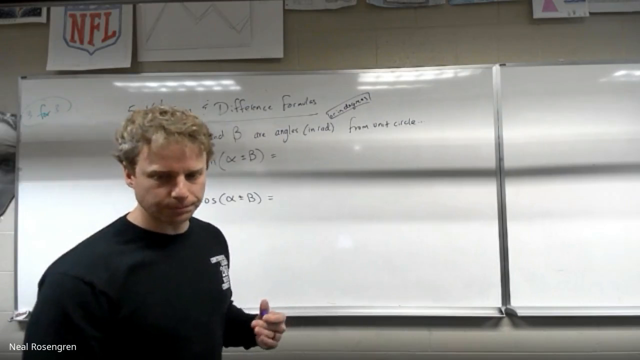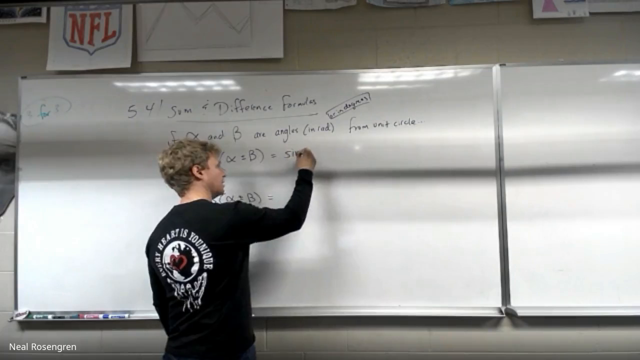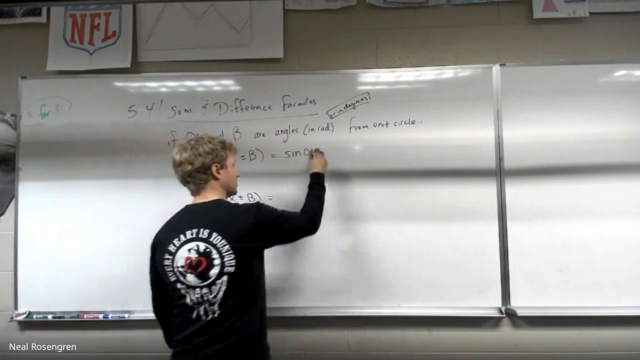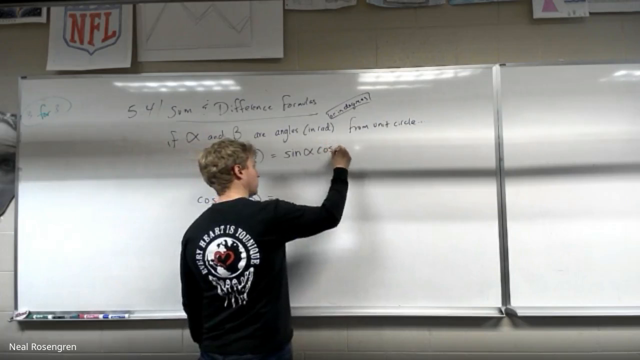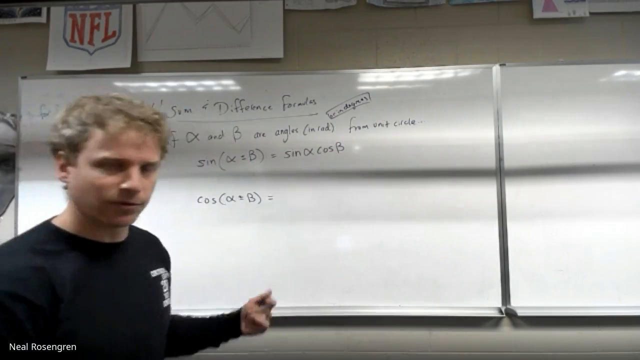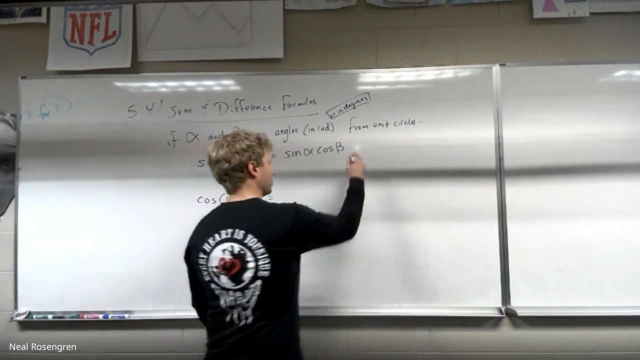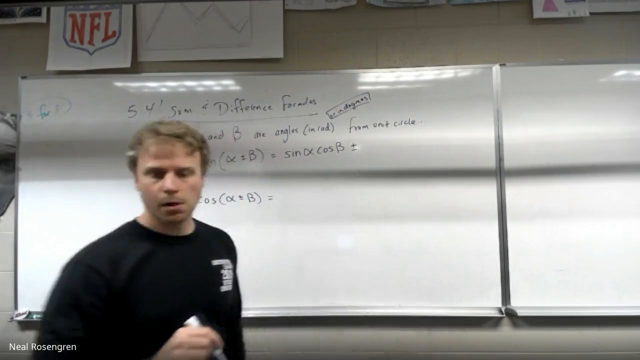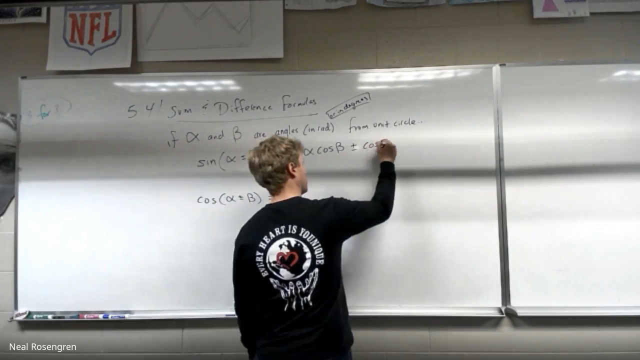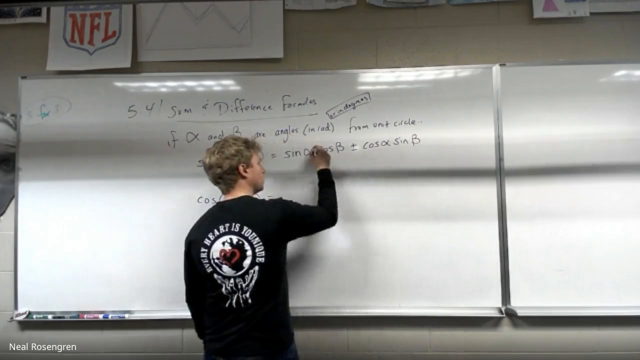The first one for sine, okay, goes like this. Sine of alpha times cosine of beta. So we're kind of individually finding the sine of the first angle, the cosine of the second one, and then we'll multiply them together. And then plus or minus cosine of alpha, sine of beta. Okay, so those will be multiplied together.